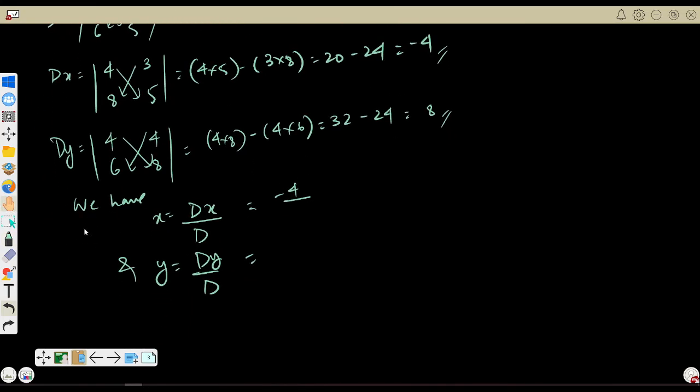D was 2. Fine. So the value of d is 2. If you solve this, the value turns out to be minus 2. And to find the value of y, I'll just put the values. Dy was 8 and d is 2. So this will be 4.